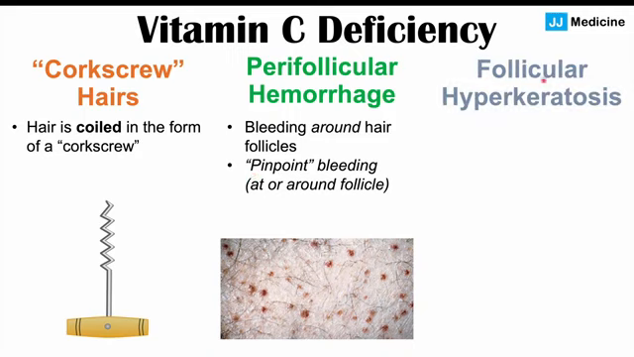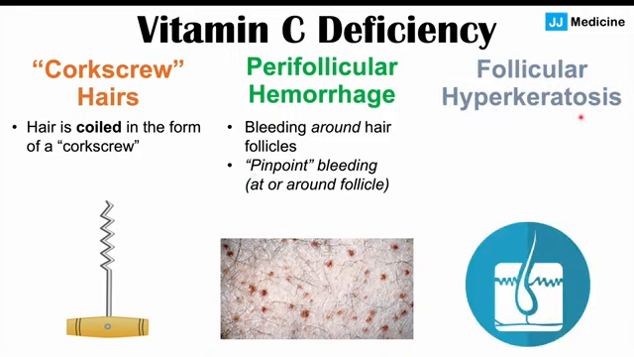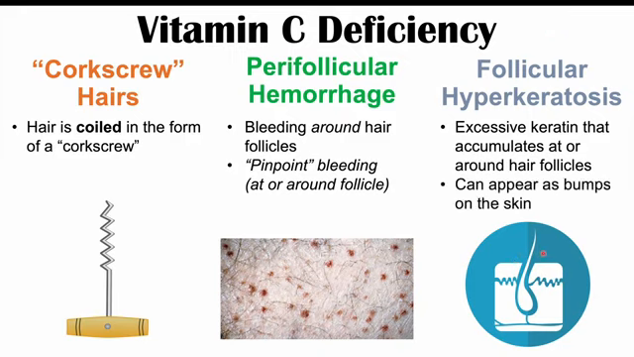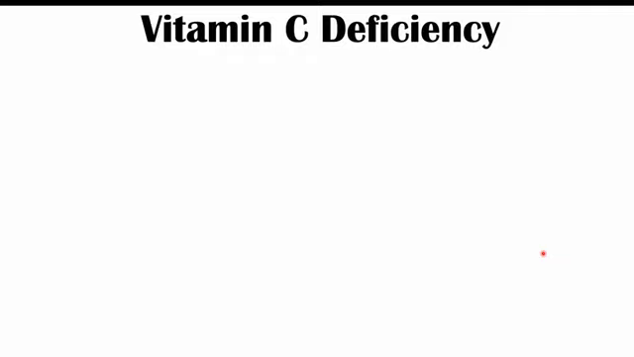And then we can also see follicular hyperkeratosis. So follicular hyperkeratosis is where there's excessive keratin that accumulates at or around the follicle. So as mentioned before, vitamin C helps with keratin synthesis. If there are any issues with keratin synthesis, we can actually see buildup of keratin around hair follicles. So if we were to look at the hair follicle, we can see this bump that occurs around the hair follicle. So it can be bumps on the skin around hair follicles. This can be what we would call follicular hyperkeratosis, and this can occur in vitamin C deficiencies as well.